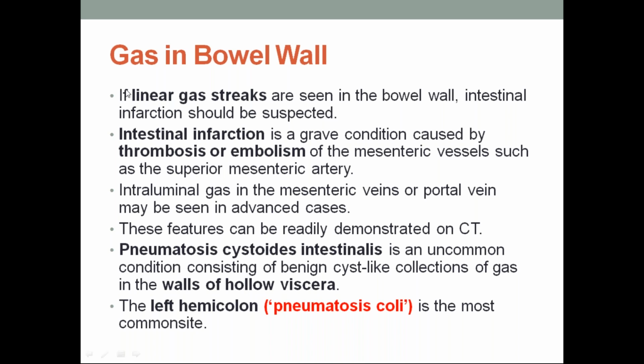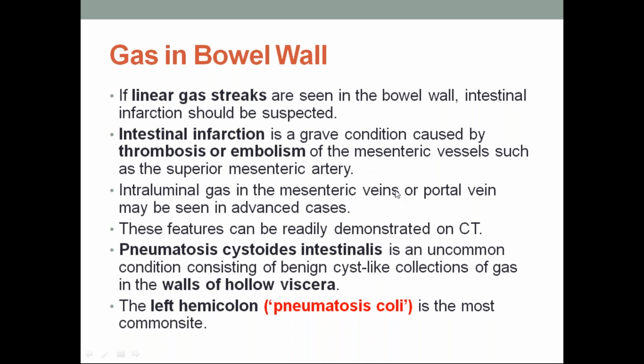Later, if we don't diagnose it as early as possible, the bowel becomes gangrenous due to loss of blood supply. It's a very worsened condition. That's why it is very important to look for linear gas in the bowel wall. Intestinal infarction is a grave condition caused by thrombosis or embolism of the mesenteric vessels such as the superior mesenteric artery. This is the most common.